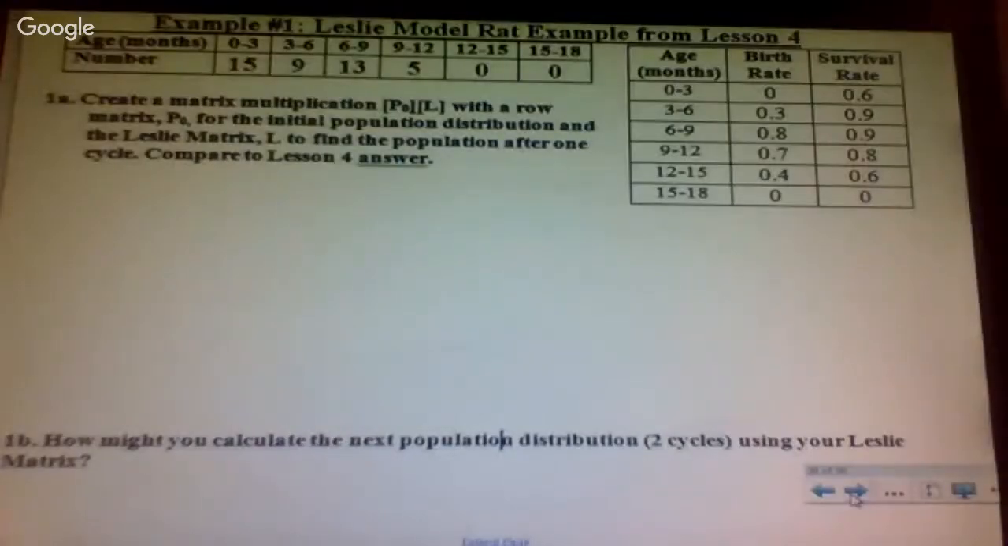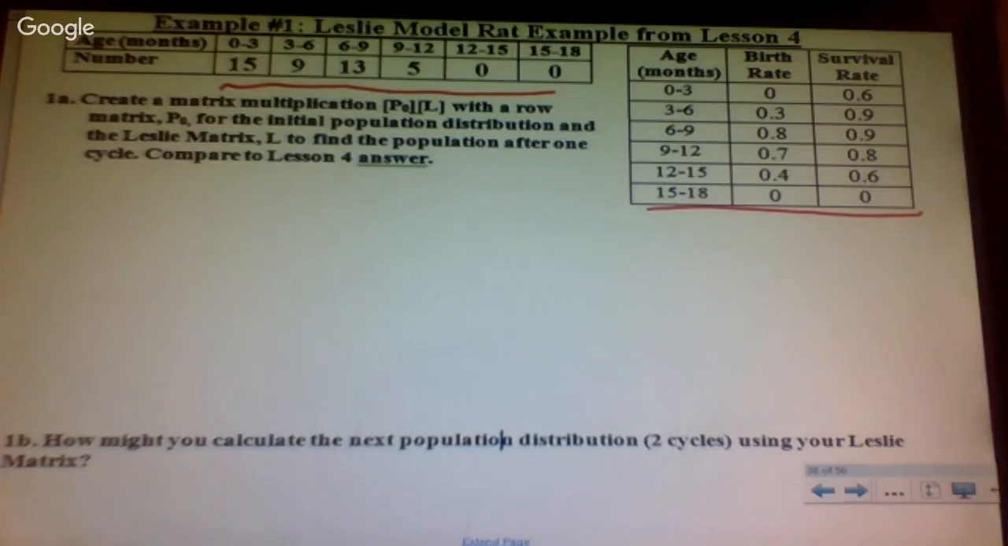So this chart that they give you will be your initial population matrix. This chart at the top. And then you use this to create your Leslie matrix. Try to get it written out.